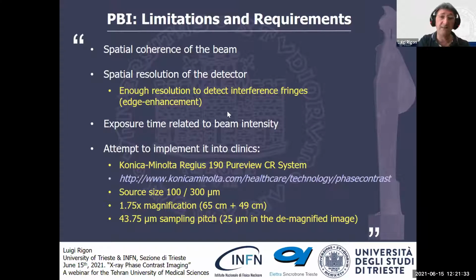There was actually an attempt to implement propagation-based imaging in a conventional system. An industry realized a prototype that was capable of doing some edge enhancement, but probably the results were not so spectacular. And actually this machine didn't reach deep market penetration.